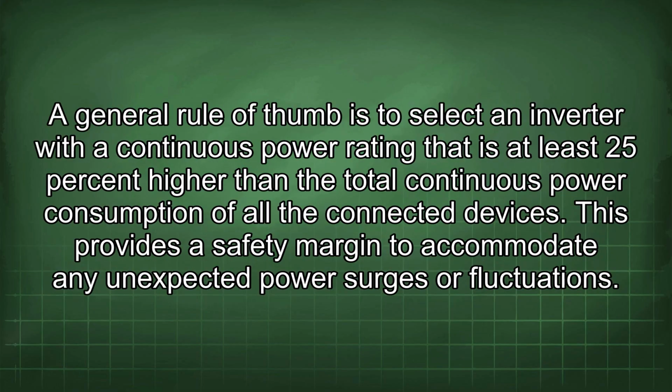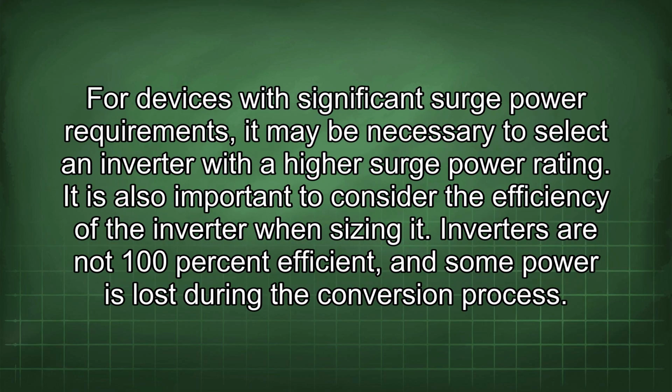A general rule of thumb is to select an inverter with a continuous power rating that is at least 25% higher than the total continuous power consumption of all the connected devices. This provides a safety margin to accommodate any unexpected power surges or fluctuations. For devices with significant surge power requirements, it may be necessary to select an inverter with a higher surge power rating. It is also important to consider the efficiency of the inverter when sizing it.